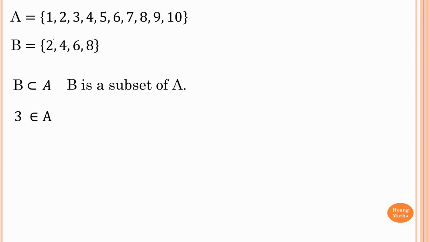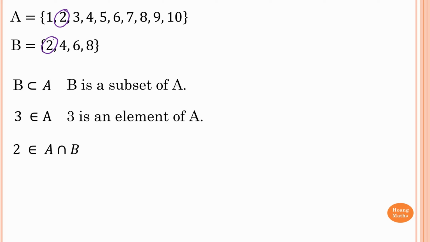And 3 is an element of A, because 3 is an element that comes from A. Please remember this symbol for me. So 3 is an element of A. That's what that means. Now 2 actually comes from set A and set B. So this means 2 is an element of set A and B.